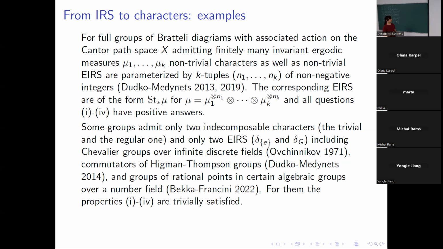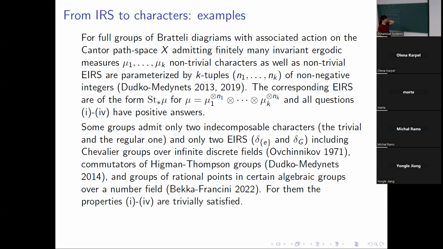So the measure of the full group is equal to 1. Examples of such groups are the so-called Chevalley groups over infinite fields, shown by Ovchinnikov, and commutators of Higman-Thompson groups. For instance, this includes the commutator of the famous Thompson group, shown in joint work. Another example is groups of rational points in certain algebraic groups over a number field, a result by Peterson and Thom.